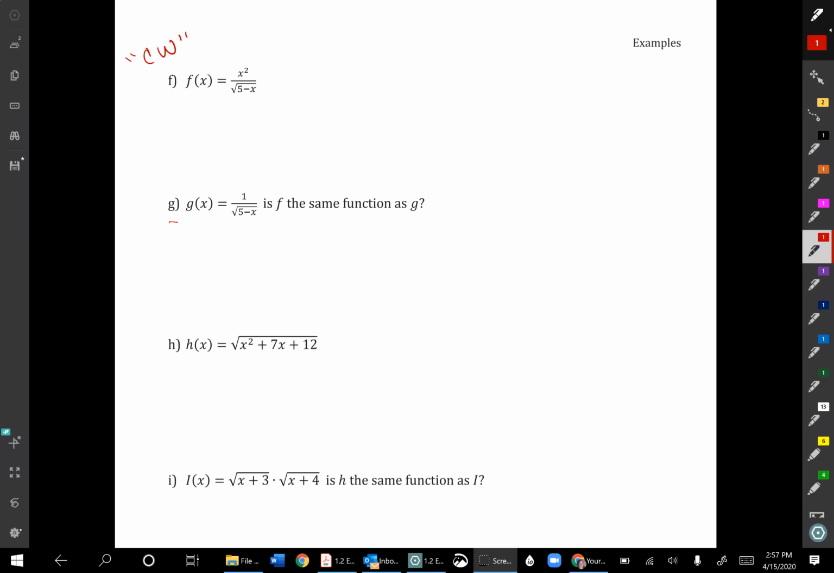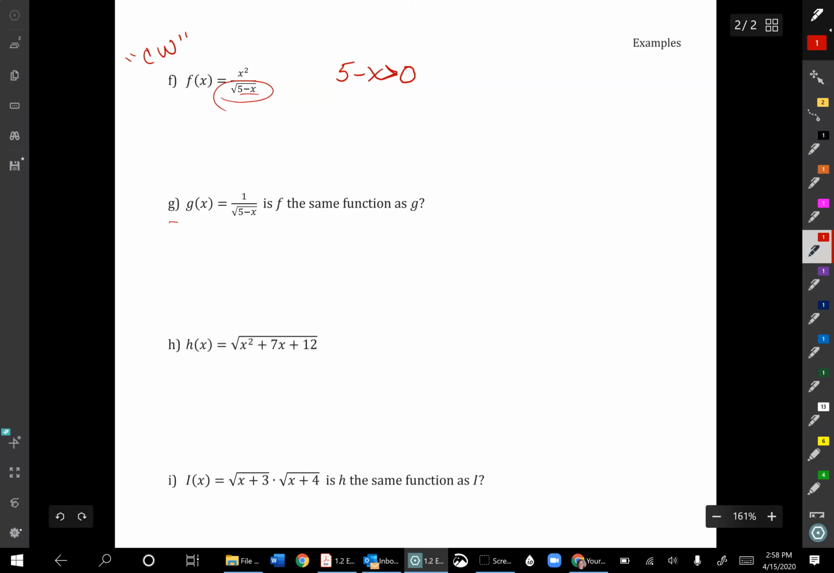Okay, so the answer for F is going to be 5 minus x should be greater than 0. That's a little bit tricky because under a radical, the expression needs to be greater than or equal to 0, but for a denominator, it has to be not equal to 0. So we need to combine those situations here.